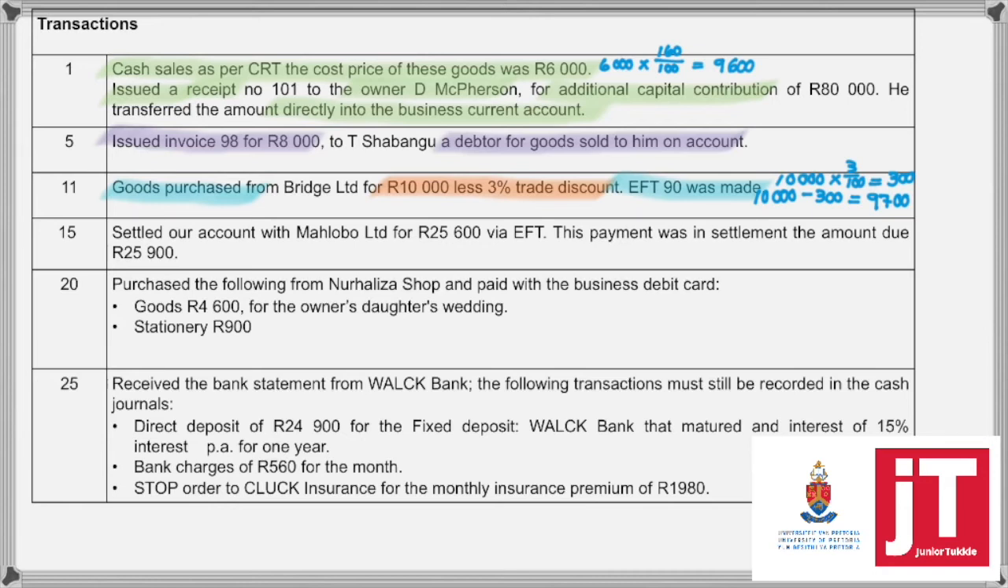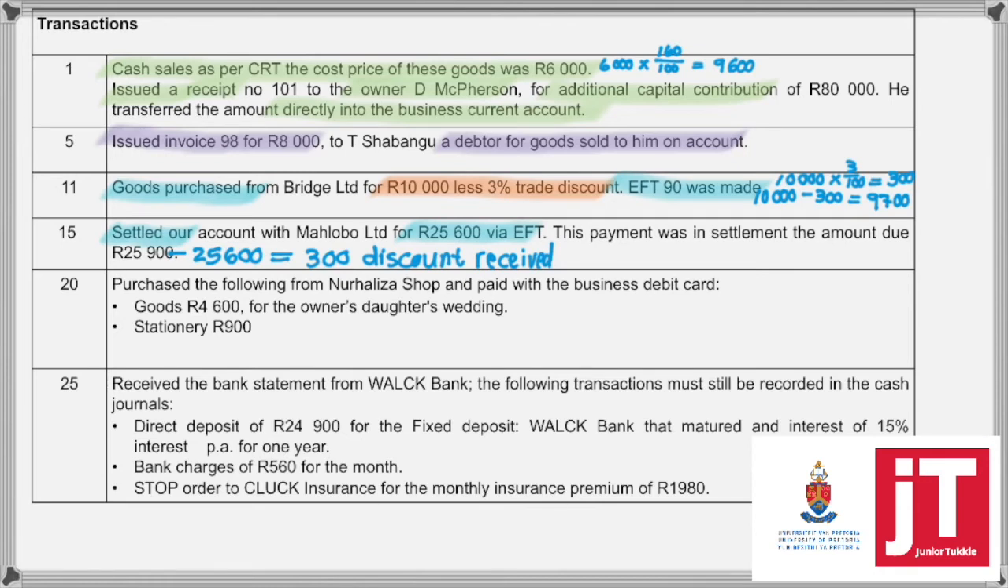Then transaction day 15, settled our account with Mahlobu Limited for 25,600 via EFT. This payment was in settlement of an amount due of 25,900. So we paid less than what we owed, so there's discount, and paying means CPJ because it's EFT. To get the discount you get the difference between the two amounts, and that's 300 Rand discount received.